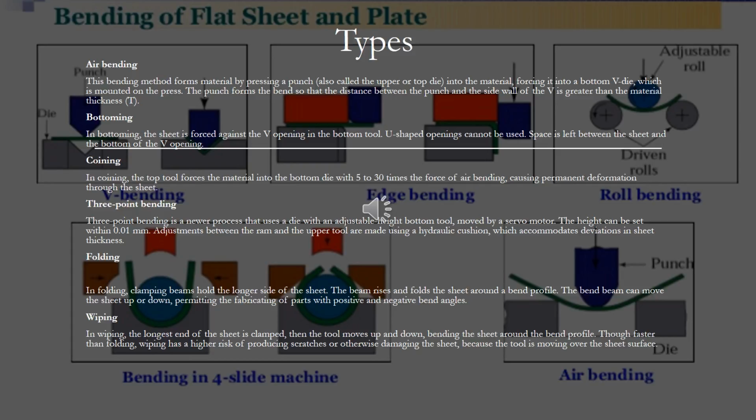Though faster than folding, whipping has a higher risk of stretching or otherwise damaging the sheet because the tool is moving over the sheet surface.